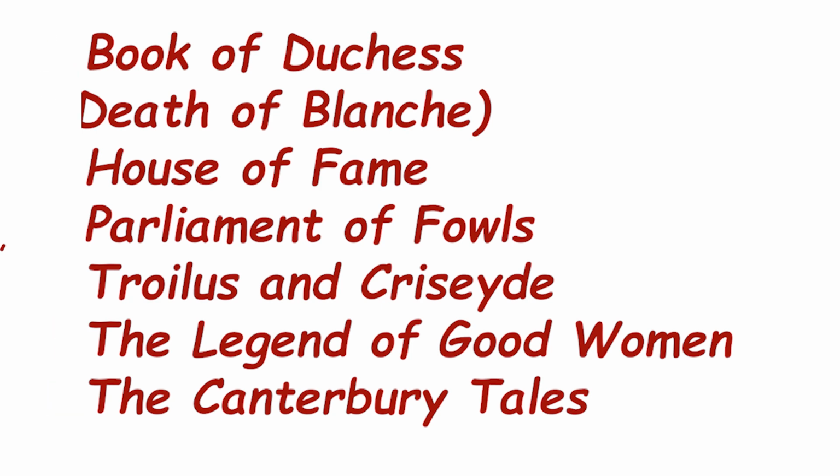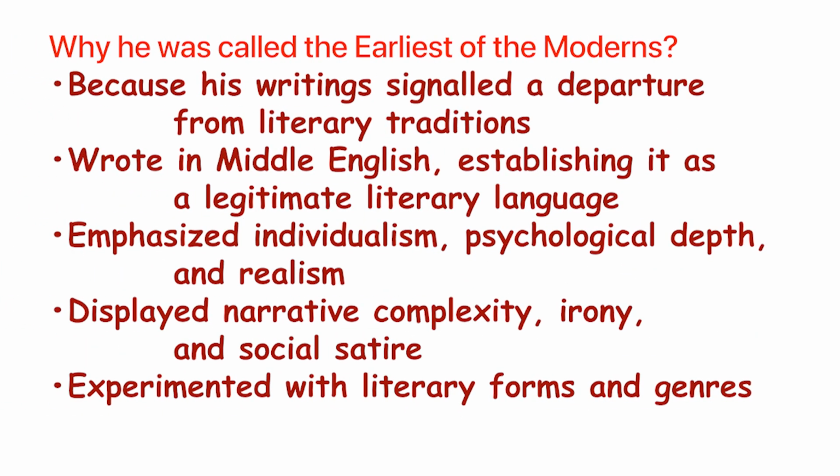And finally, we must remember the points why he was called the earliest of the moderns. Because his writing signaled a departure from literary traditions. He wrote in Middle English, establishing it as a legitimate literary language, emphasized individualism, psychological depth, and realism. His works displayed narrative complexity, irony, and social satire. And the last point, he experimented with literary forms and genres.